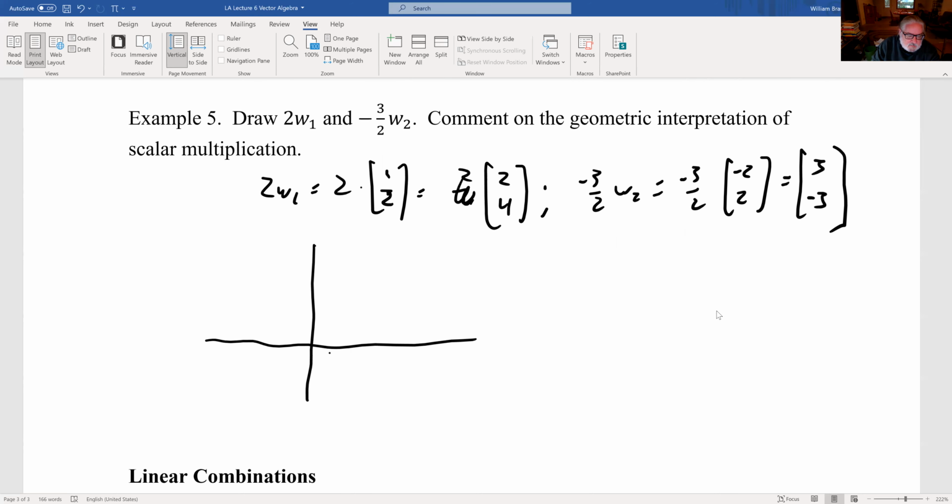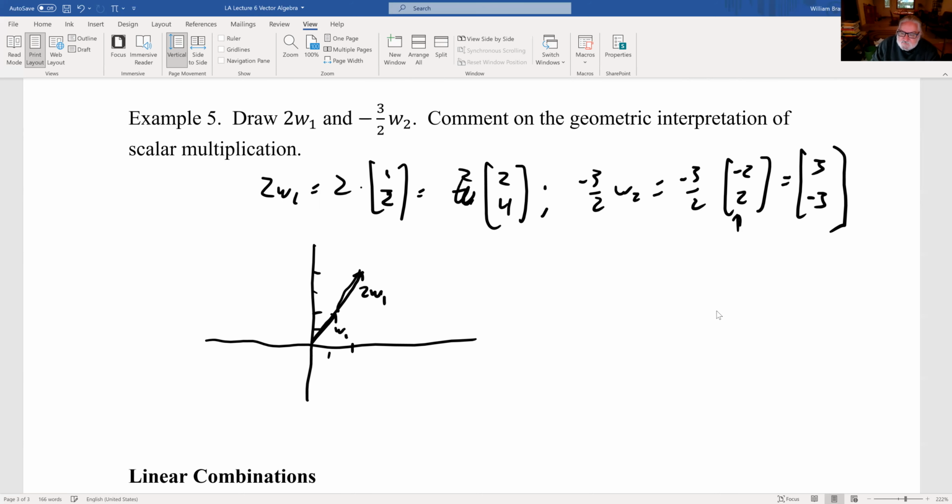Well, W1, 1, 2 is like that. 2W1 is 2 units to the right and 4 units up. And it's on the same line that W1 had defined, right? It's just W1 stretched out by a factor of 2.